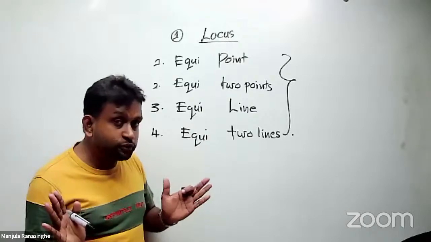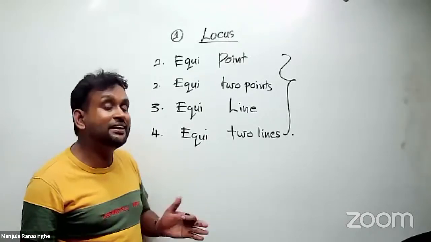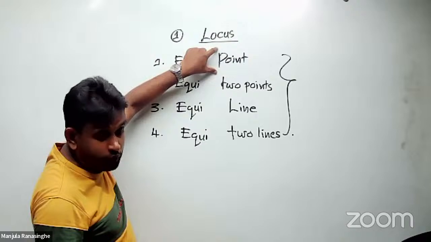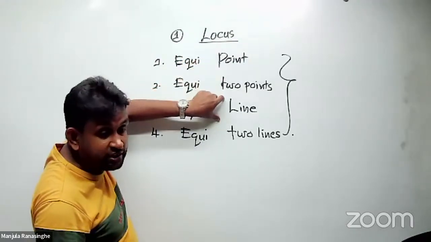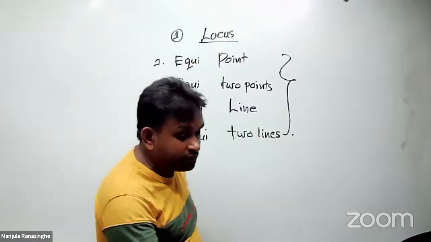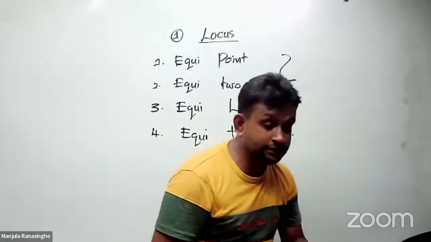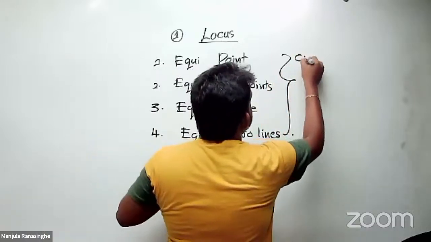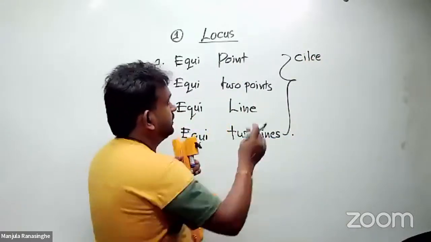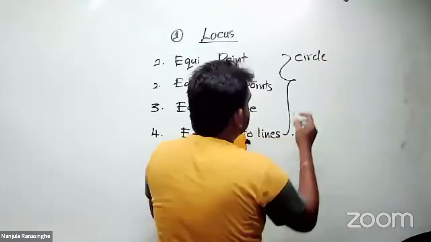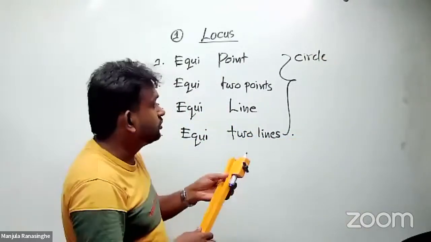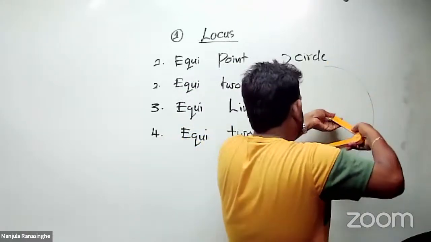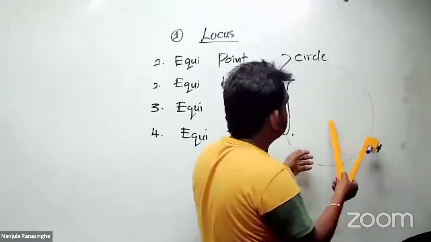Even if they give a 2 locus question, we are asked to draw only one. So in the question, understand whether it is a point, 2 points, a line, or 2 lines. Equidistance to a point means what? A circle. So the first locus is the circle. You can draw the circle with the given radius. This is how you draw the circle. You know it. You can make a circle based on that. Okay, so that is the locus.